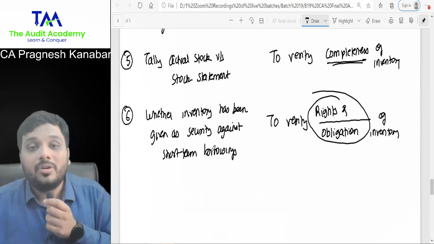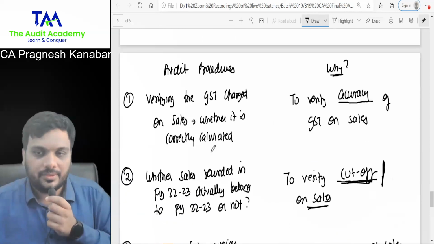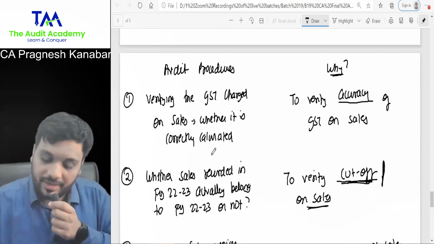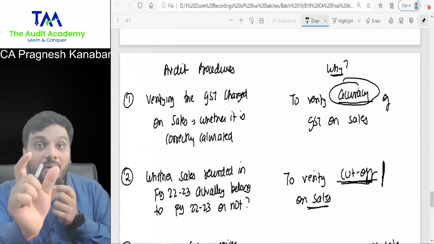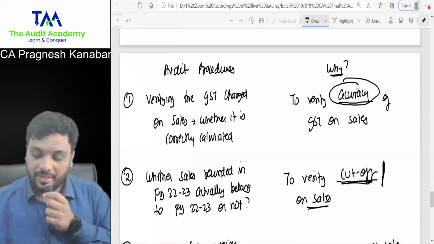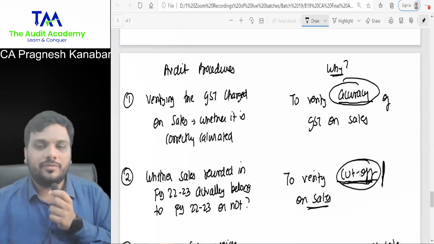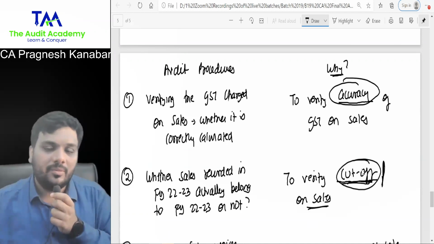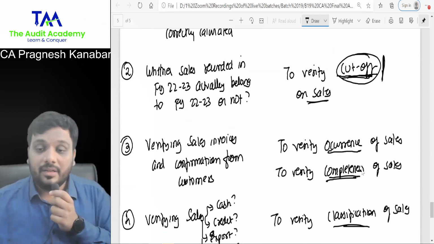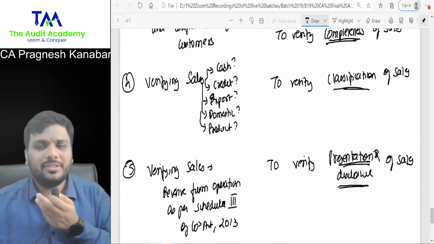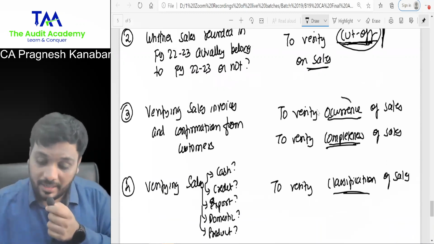Now, when we talk about transactions, at that point of time, we are worried about its accuracy, the amount at which it is recorded. We are worried about the word cutoff, whether it has been recorded in the correct accounting period or not. All of this is always there. We are worried about its occurrence.